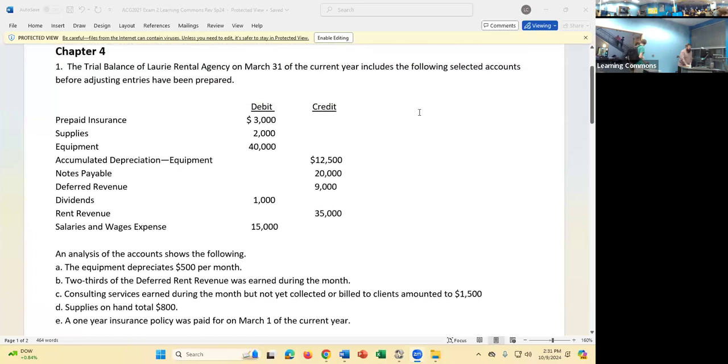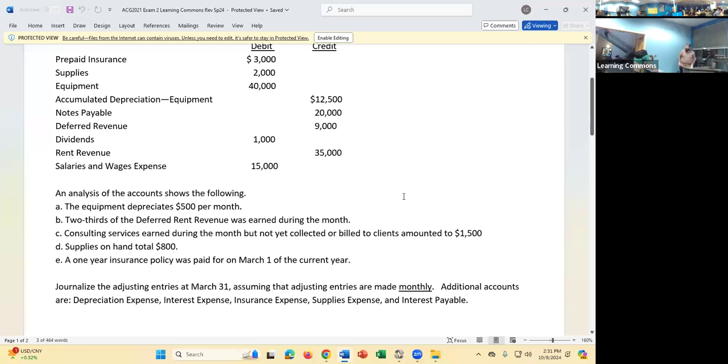On your packet here, we've got a trial balance, and we've got some accounts listed there as of March 31st. And we've got some additional notes down here. We're going to be taking a look at our depreciation, some deferred rent, some consulting services, supply, and a one-year insurance policy that we need to take a look at. The instructions for this first part are basically looking over those five notes and doing the journal entries.